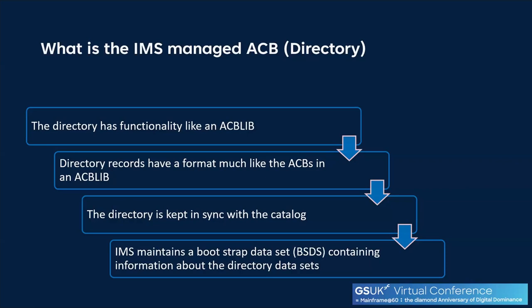IBM provides an API called the catalog API, DFS3CATQ, to read the information from directory datasets. You need to pass the high-level qualifier of your bootstrap dataset, and from there it reads which are the active directories. It will do the concatenation and read the information from the active directory or staging directory, based on what parameter you have supplied to that API.